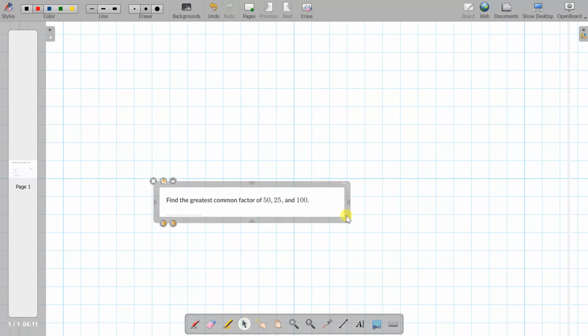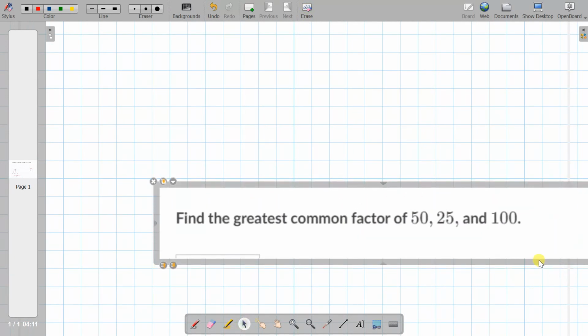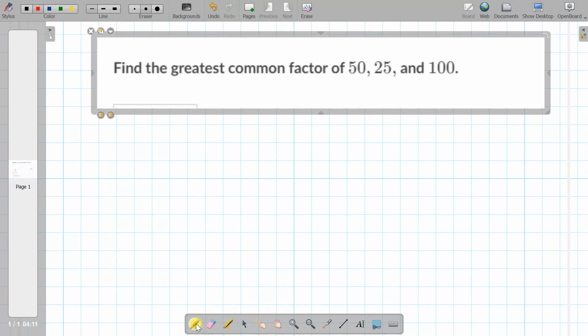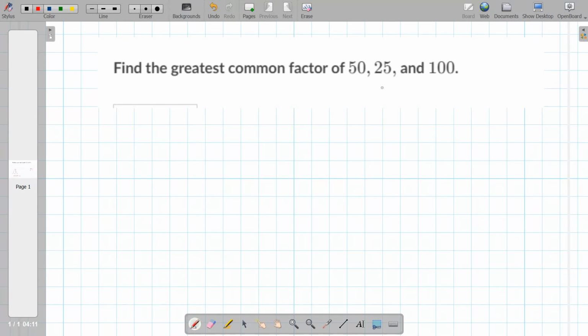Okay. So here we have 3 numbers, 25, 50, and 100, and it immediately comes to mind that 25 is the greatest common factor, because 25 is half of 50 and 50 is half of 100. So 25 is the answer. But let me just break it down.